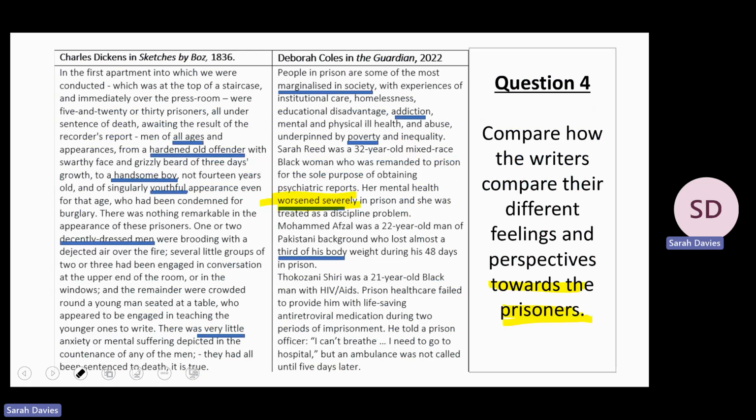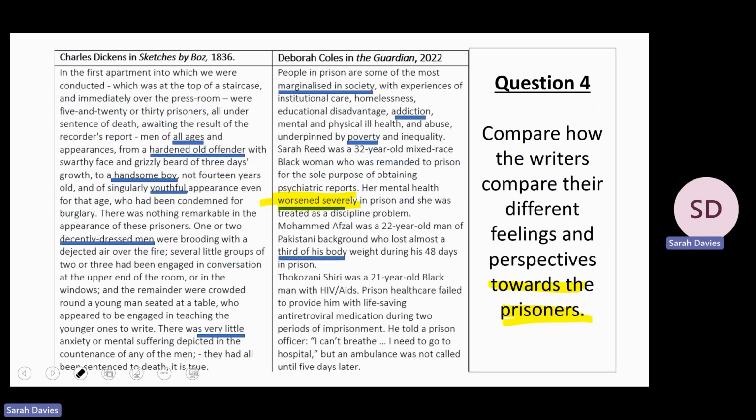But if you were to look at this idea of "worsen severely", you might say that this writer, Deborah Coles, is suggesting that they are quite disgusted at this fact, or shocked, or appalled at this. And then you'd ask, well, why is that the case? Why have you put those words? Well, perhaps it's the word severely. Look at the word severely and how it's very much accentuating that hyperbole. It's not just worsened slightly, has it?